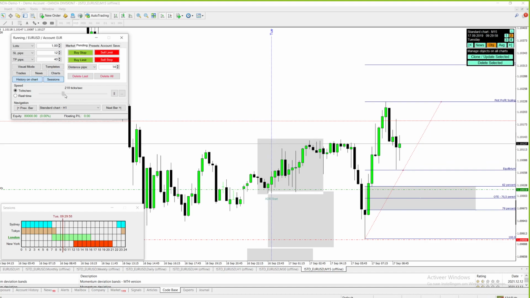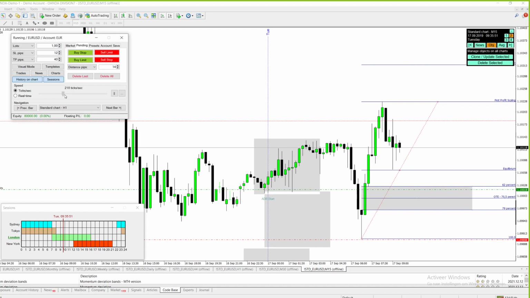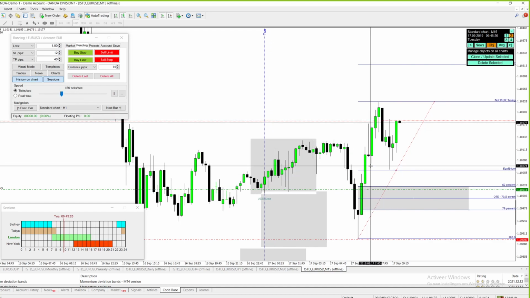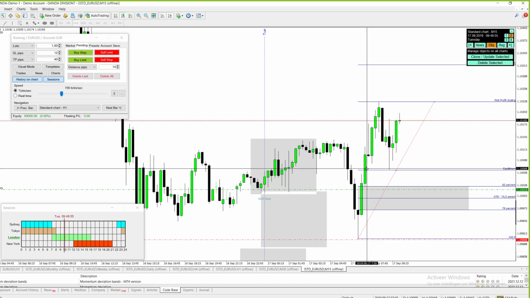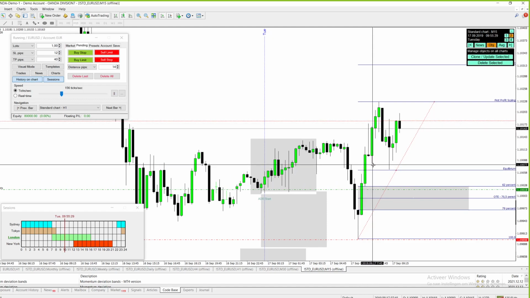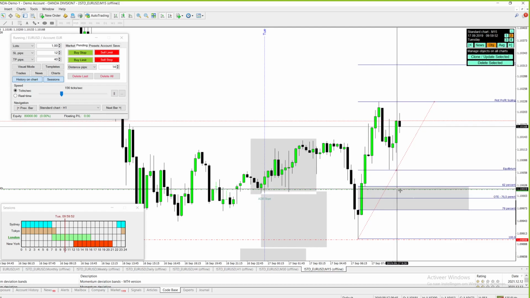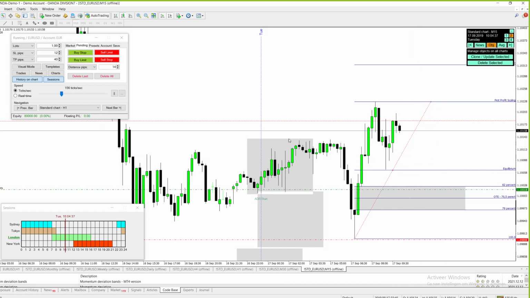Speed it up a little bit. Maybe it took the fair value gap I initially drew out. So let's hope we can get a deeper entry.